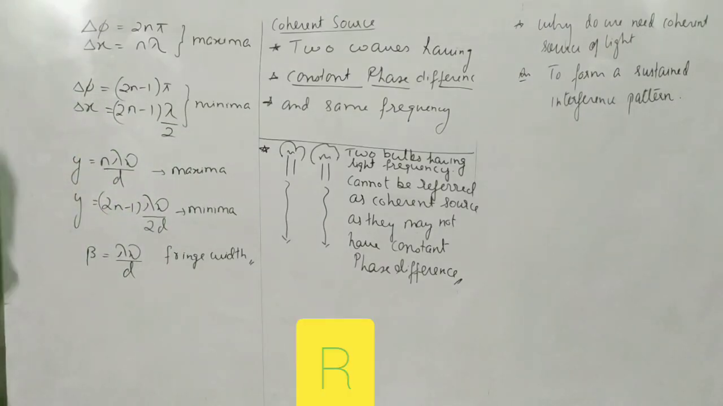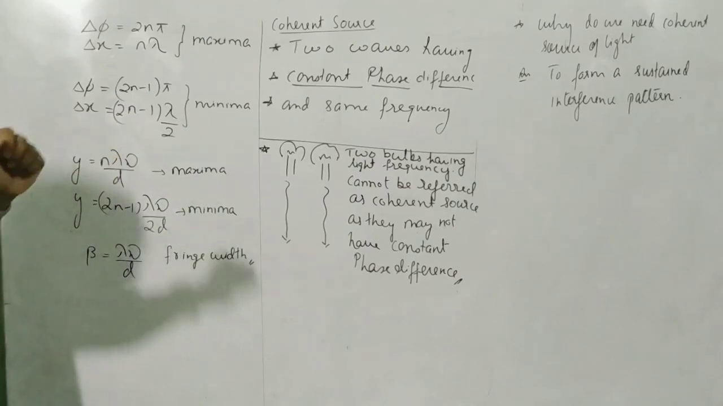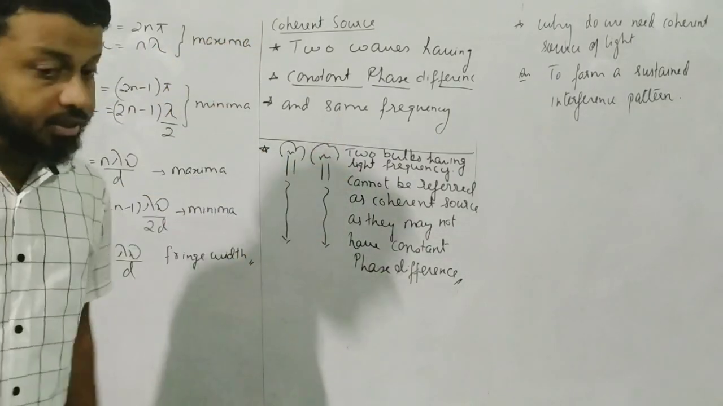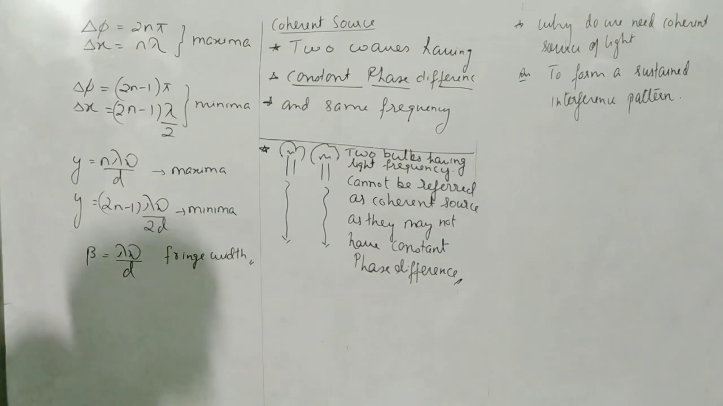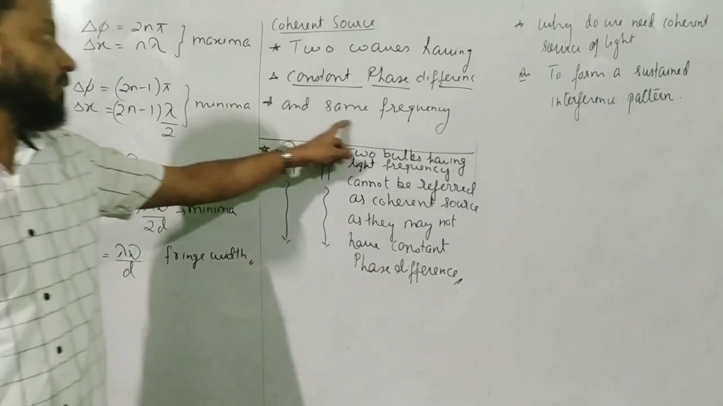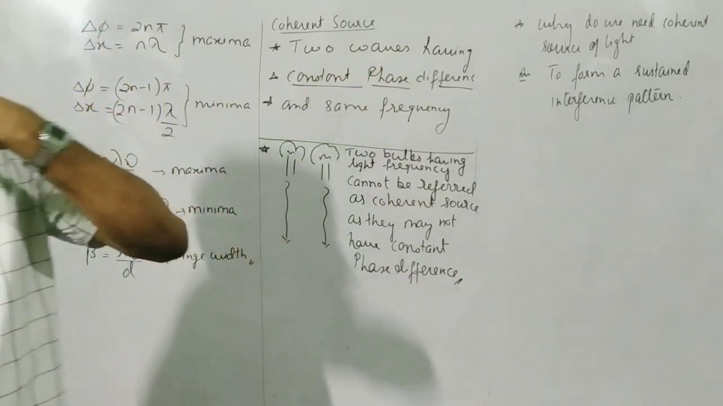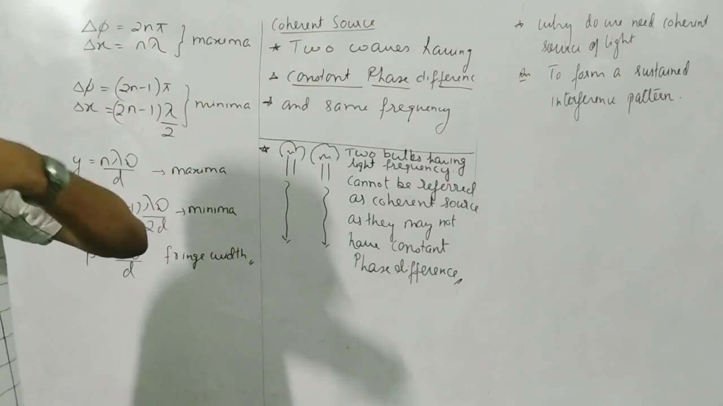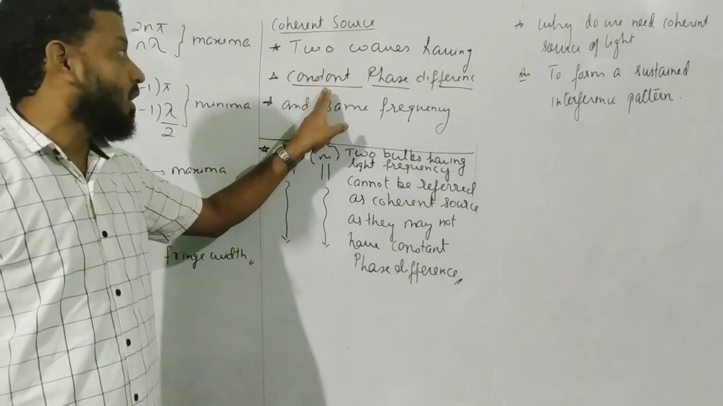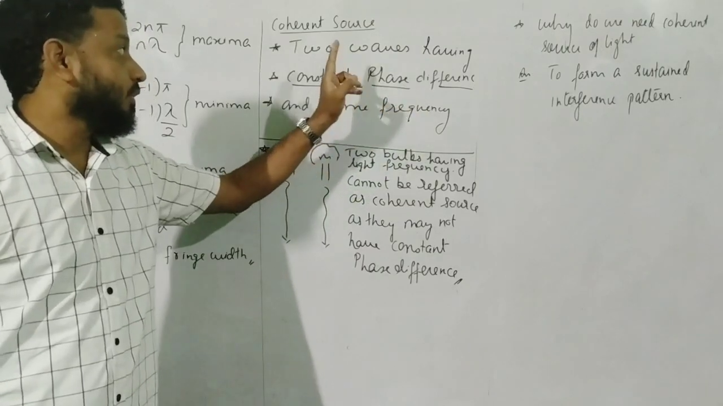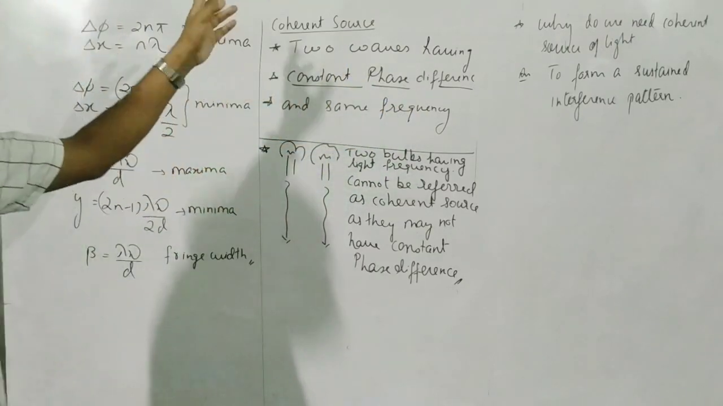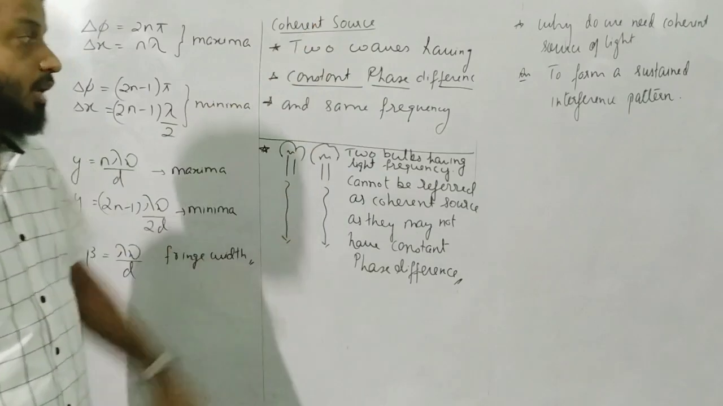We have done with the coherent part, the definition, the bulbs thing, and then why. All three are included. See, the same frequency, if you wish to write, you write. If you don't wish to write, it's okay, no problem. It's better to write, but we will be awarded marks for this part. Two waves having constant phase difference and same frequencies are called coherent source of light.